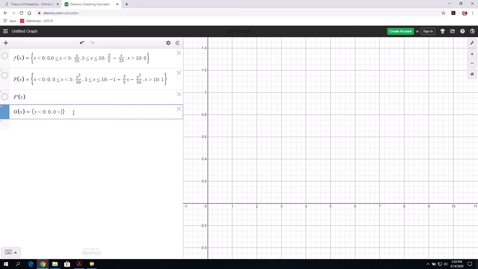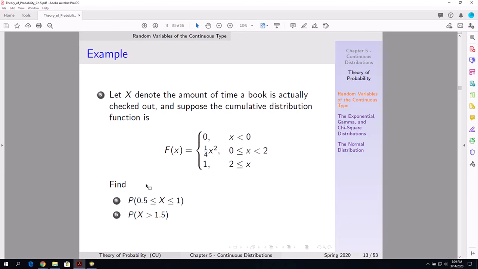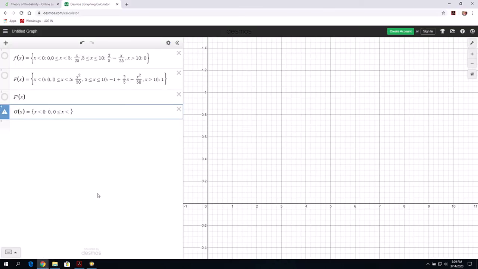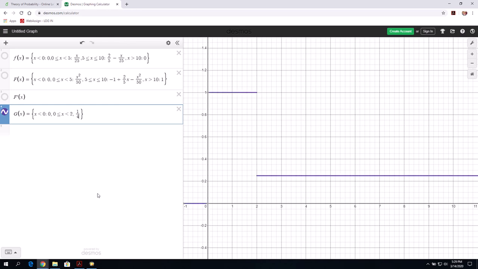For 0 less than or equal to x less than 2, it was 1/4 x squared. And oops, I need to put a colon. That was how we were doing this before.